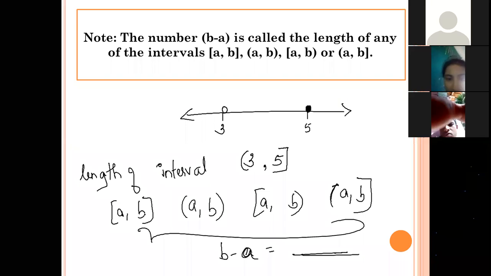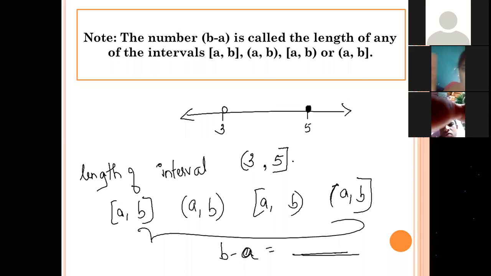Okay, so what is the length of an interval? b minus a, that is, second point minus the first point. Length of an interval is nothing but second point minus first point. Okay, so make note of all these things so that when you come for the next class it will be easier for you to revise.